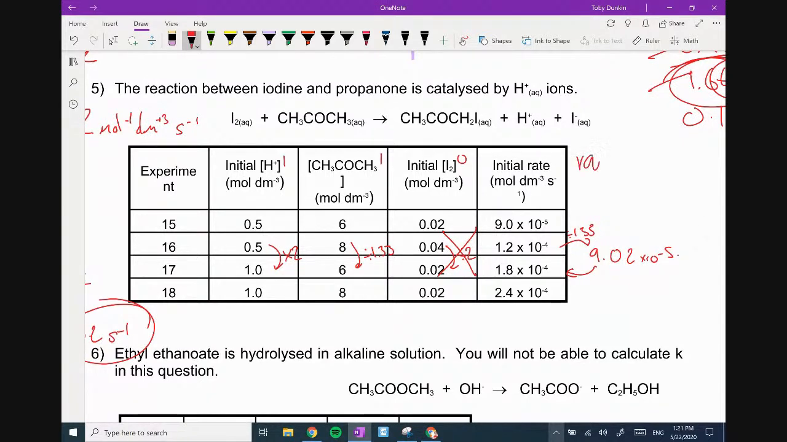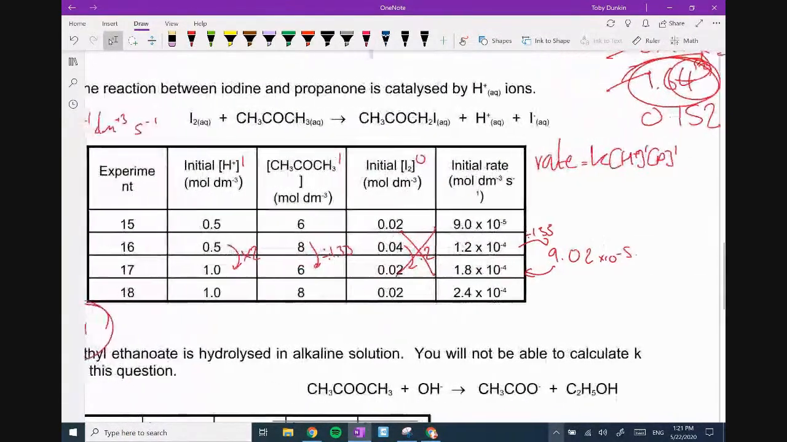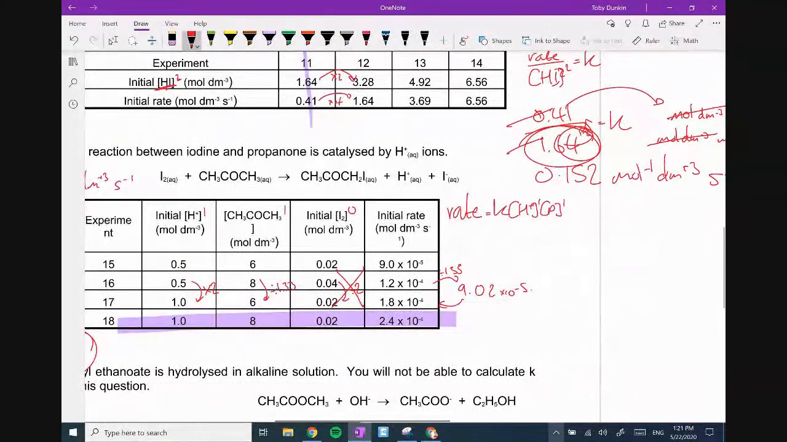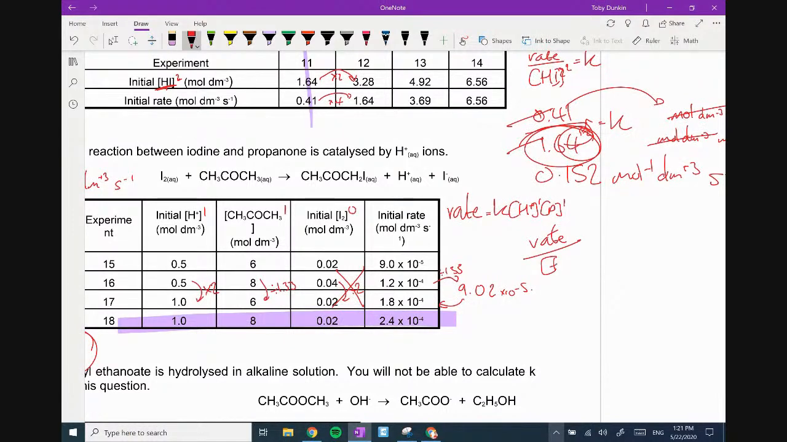So rate equals K [H+] to the power of 1 and [propanone] to the power of 1 as well. Right, let's input my data, choose a string. Love to know what difference it made if you actually left it as power of 4. A massive multiplier factor. Rate over [H+] to the power of 1 and [propanone] to the power of 1 equals K. Input my data.